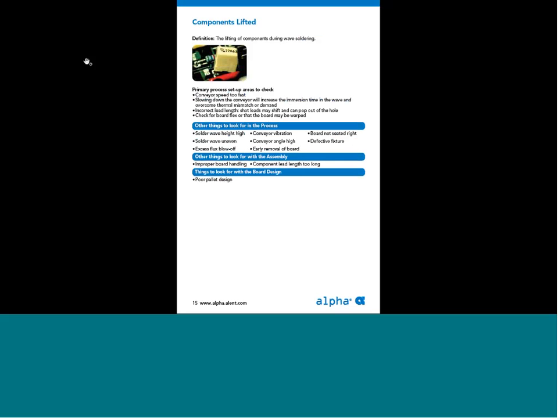Lifting of components could be conveyor too fast, wave height too high, board not seated right in the pallet. Could be a built-in plug-in board, plug-in component, and the whole thing breaks off during the assembly process. That could be a cause too.